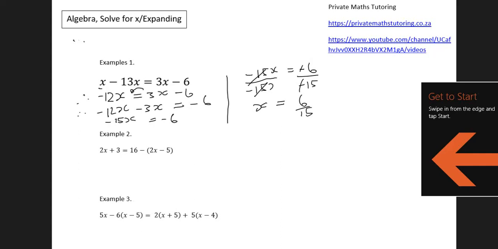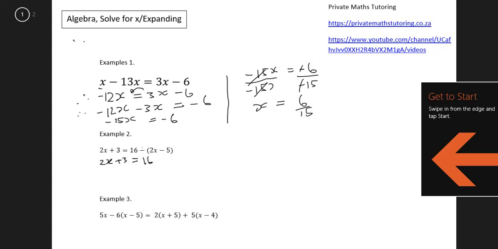So let's look at our second example. If you're looking at our second example, here we need to do some expanding. So what can we do here? Because we have 2x, plus 3 is equal to 16. So we're expanding, so we're multiplying out.